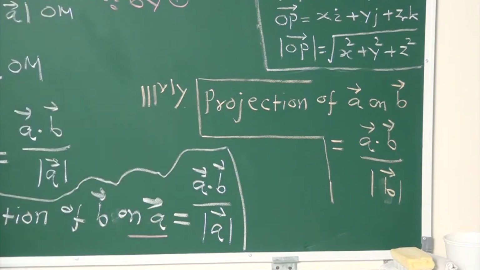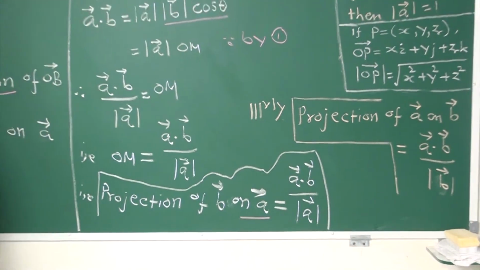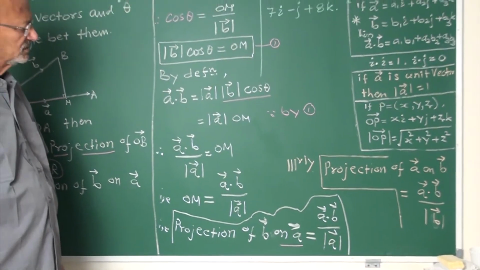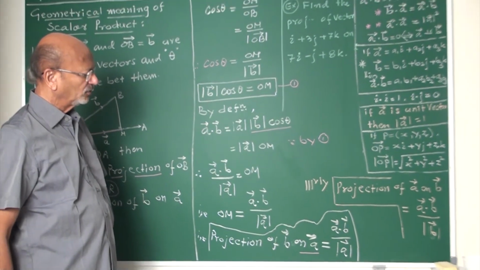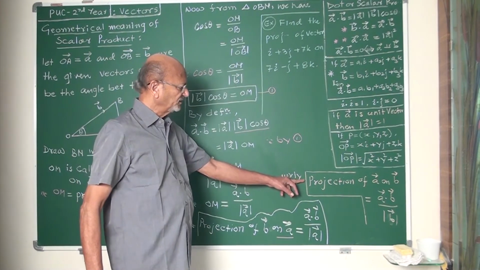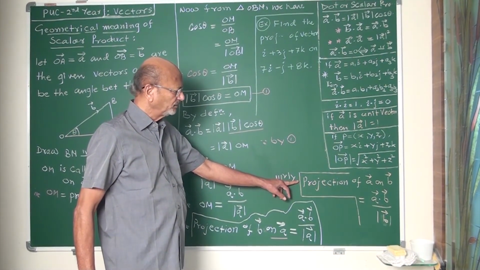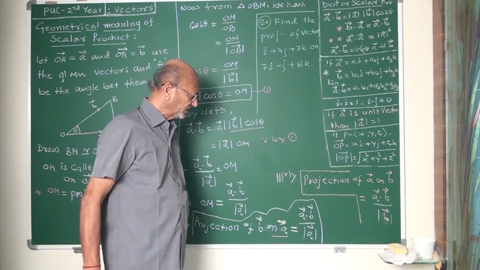Yes, my friends. This is the theory part, the geometrical meaning of A dot B. A dot B is either magnitude of A into projection of B on A, or magnitude of B into projection of A on B. You can take any one.